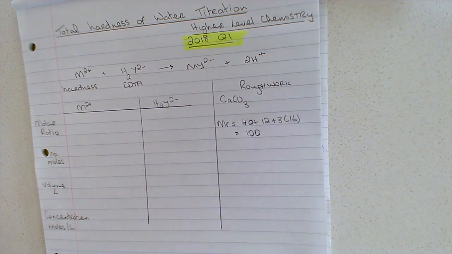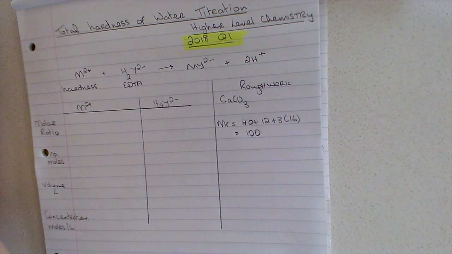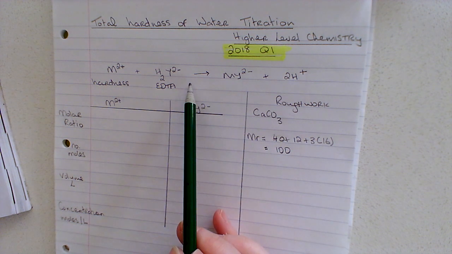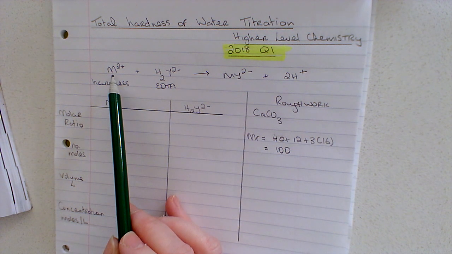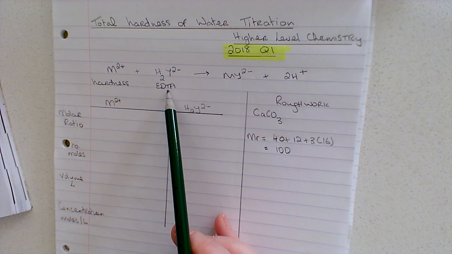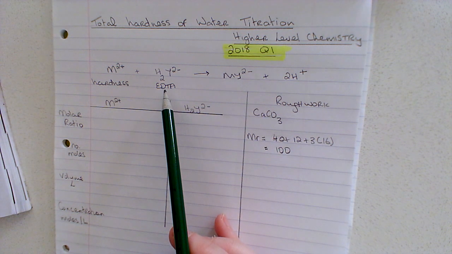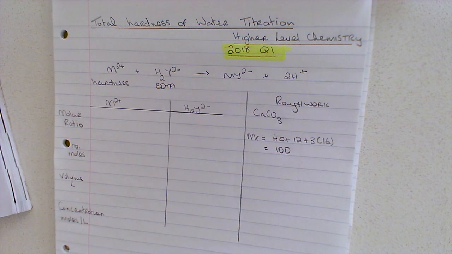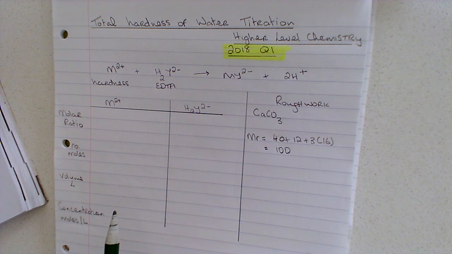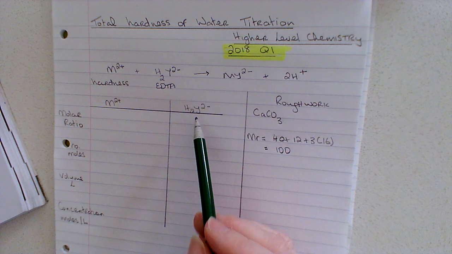Okay, so let's set up a table, and we start by writing out our balanced equation, which we have here. Note that the M2+ ions are the hardness in the water, and the H2Y2- is the EDTA. Now let's write in what we were given in the question. We were told that the concentration of the EDTA was 0.01.